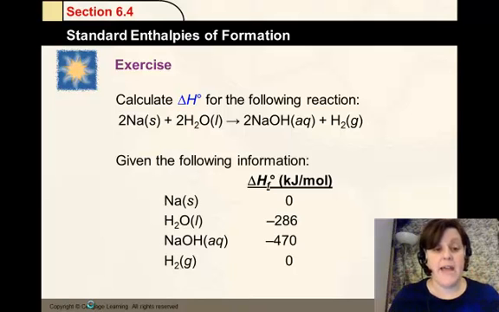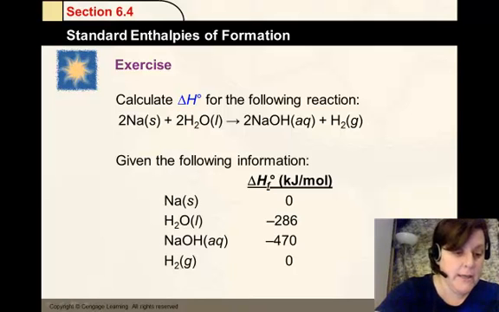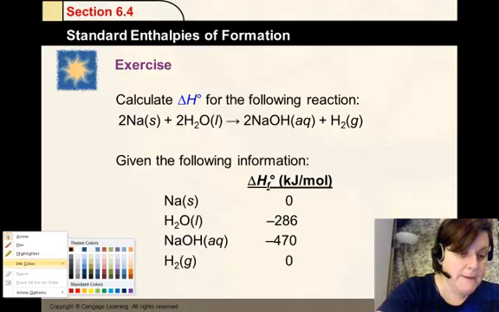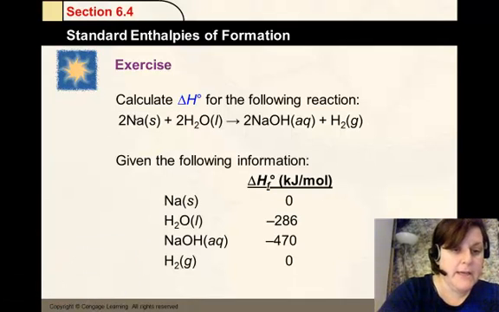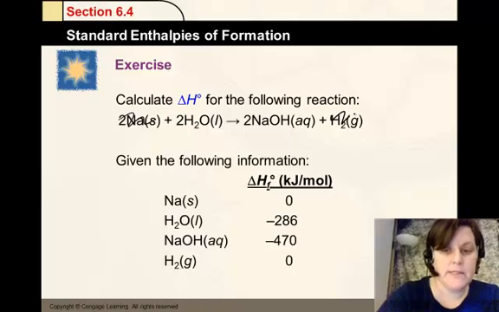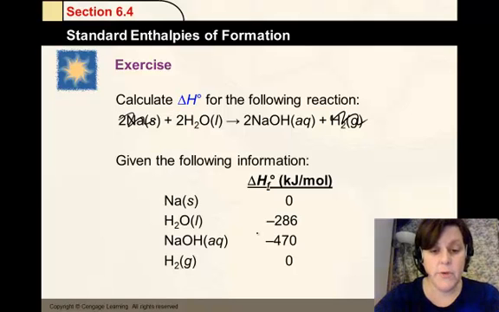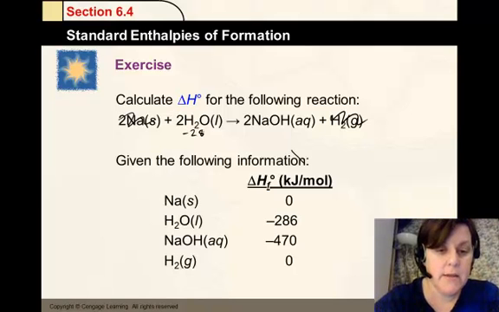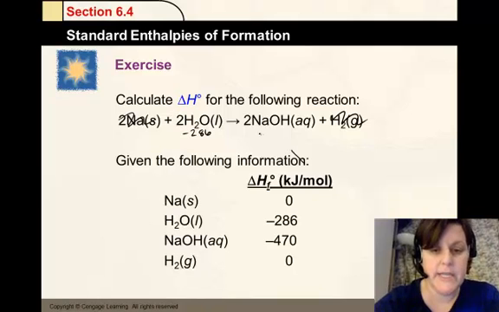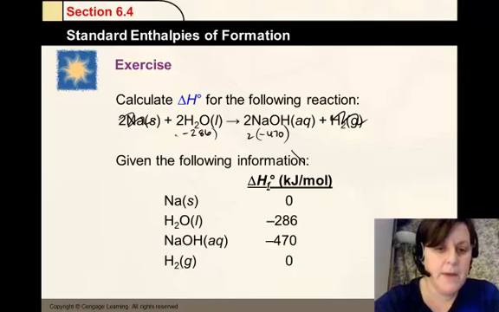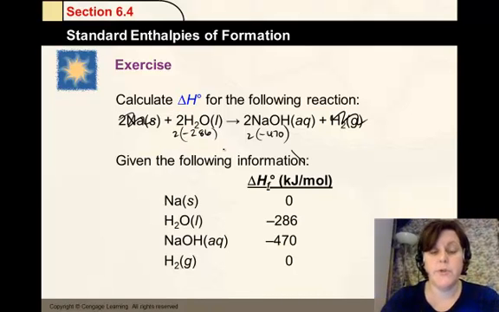But in fact, I know automatically, let me get the pen back, I know automatically that this is going to be 0, and this is going to be 0. Of course, it tells me this down here, but as an AP Chem student, you don't even need that listed for you because you know those values are going to be 0. H2O is negative 286, and NaOH is negative 470. And of course, we have to multiply by the coefficient. In this case, they're both 2's.